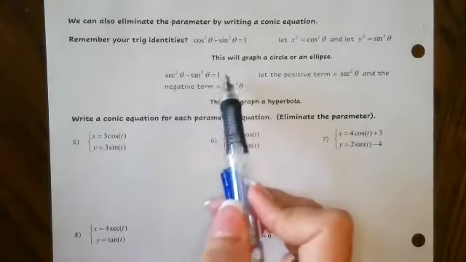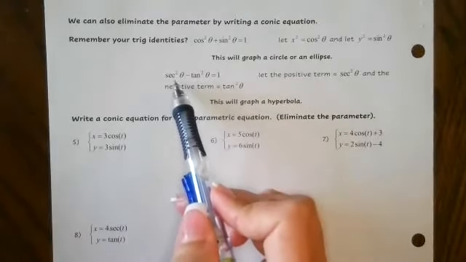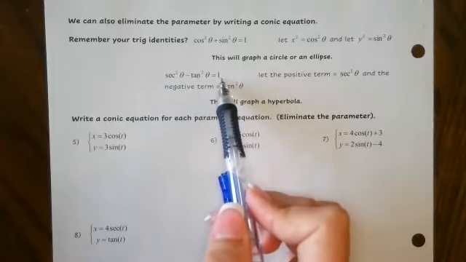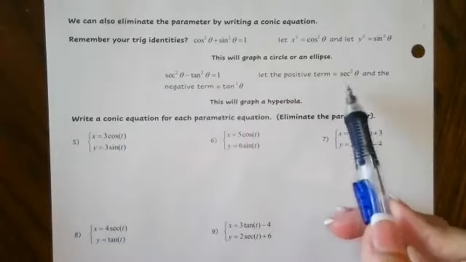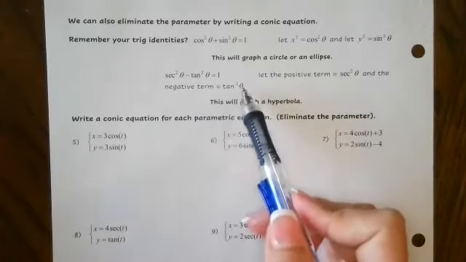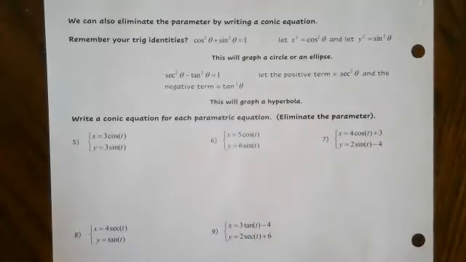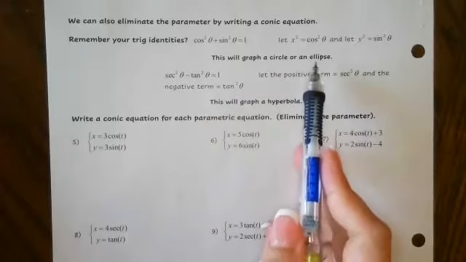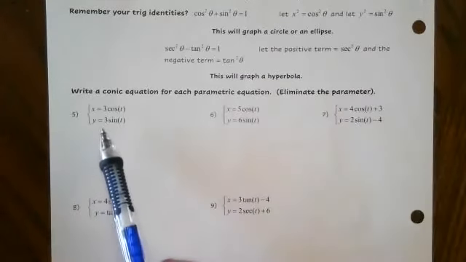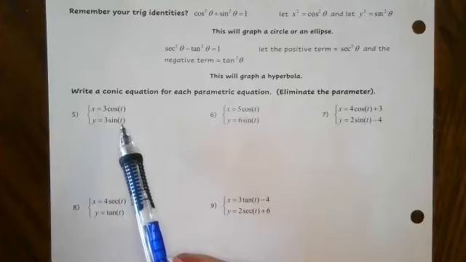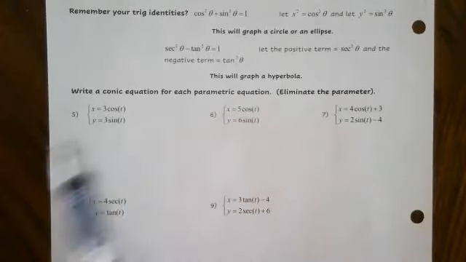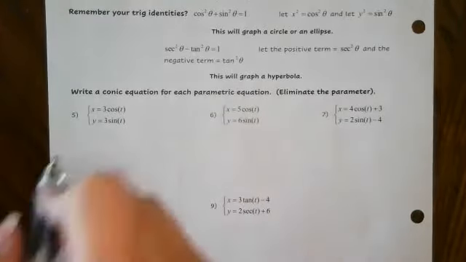Another identity that we learned that we said was also pretty important, that's secant squared of theta minus tangent squared of theta is 1. And we want to let the positive term equal secant squared theta and the negative term be tangent squared of theta. This will graph a hyperbola, it tells you. The other one will graph an ellipse, but we'll see how that works in a second. So if we want to write a conic equation for each parametric equation, because that's going to get rid of my t, I look at these equations here and see how I can do that.